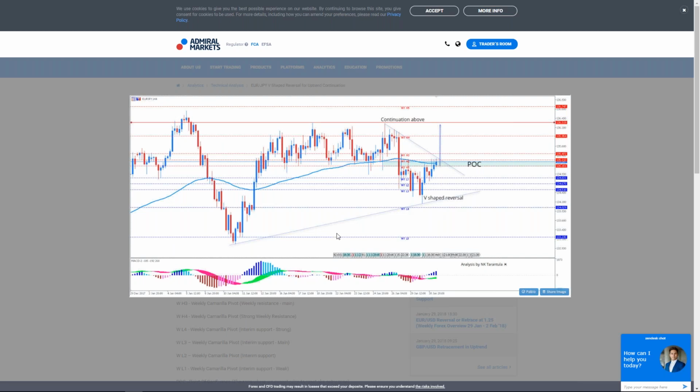So you could clearly see a V-shaped reversal. This is a V-shaped reversal. We had a two-touch trend line. Price was above my EMA, and the price was in the zone between weekly H1 and weekly H2 for Camarilla MT5 pivot points. The price continued above. MACD was bullish. Trend line was broken.